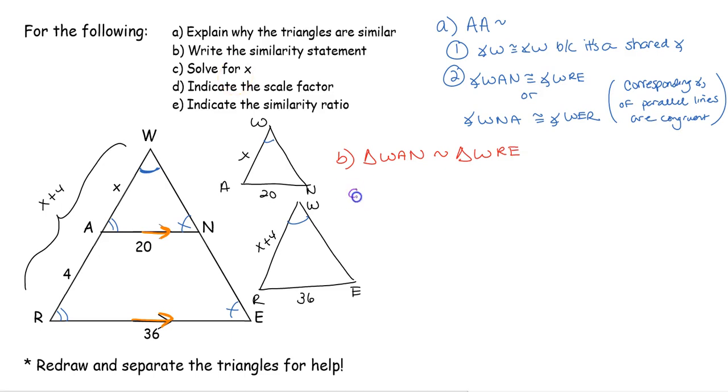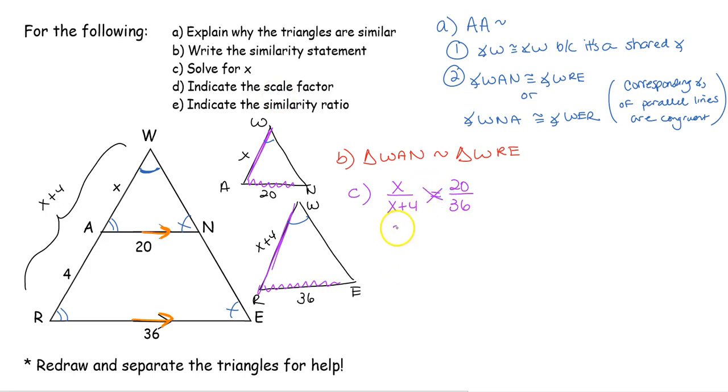Next one, solve for X. So I want to set up a proportion. So I want the ratio of corresponding sides. WA corresponds to WR, so X over X plus 4. The sides that correspond to each other get written as a fraction, as a ratio. AN corresponds to RE, so it's 20 over 36. What's the most important part when you're writing a ratio is to make sure that you are consistent. So since I went from the top triangle to the big triangle on the first fraction, I have to go from the top triangle to the big triangle. Whichever triangle you start with, that's the triangle you have to start with every time.